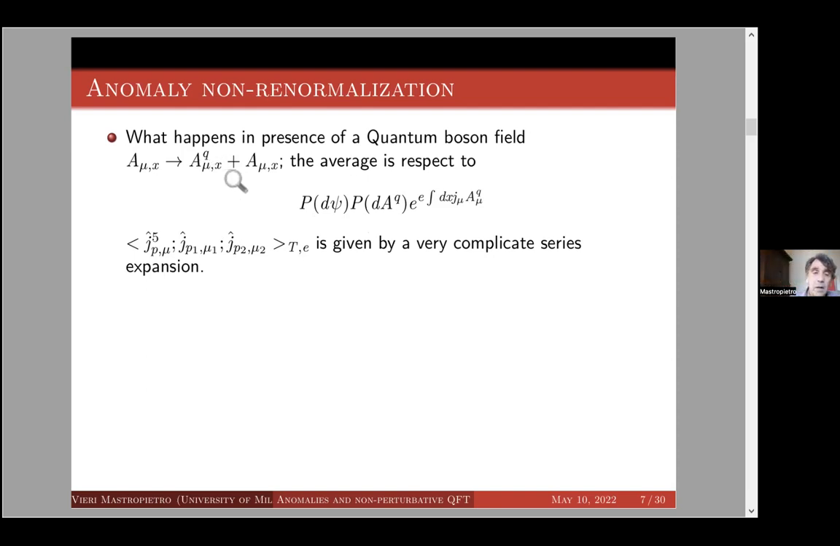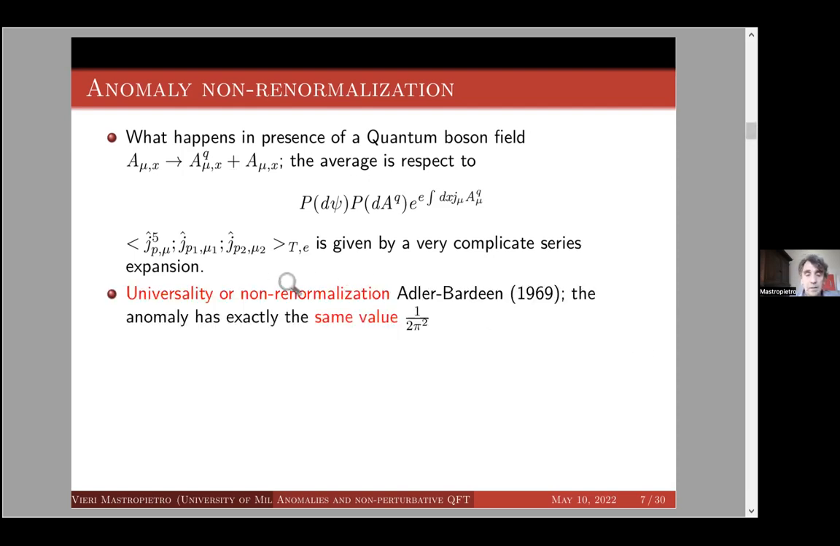So now, instead of a single graph, you have a number of graphs. You have all the possible radiative corrections to the anomaly. But what you get is this very basic property of the anomalies, which is called the universality of non-renormalization of the anomalies. Okay, this was the result of Adler and Bardeen. Now the anomaly has exactly the same value, 1/2 pi squared.